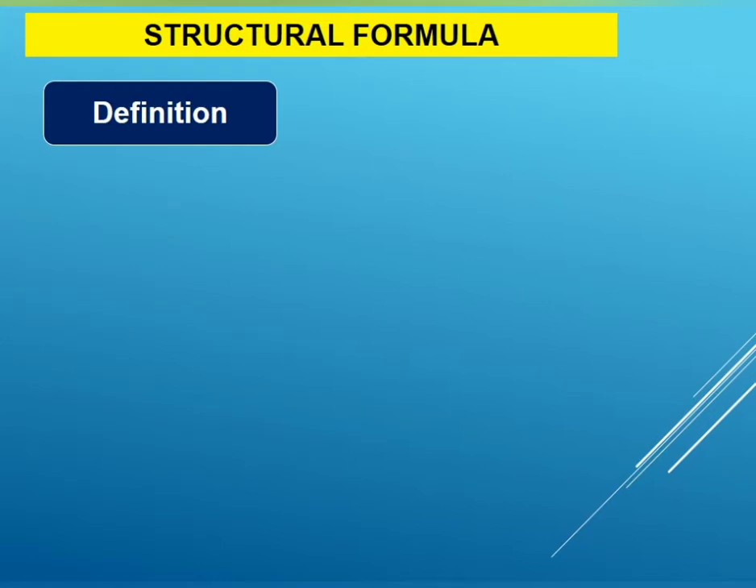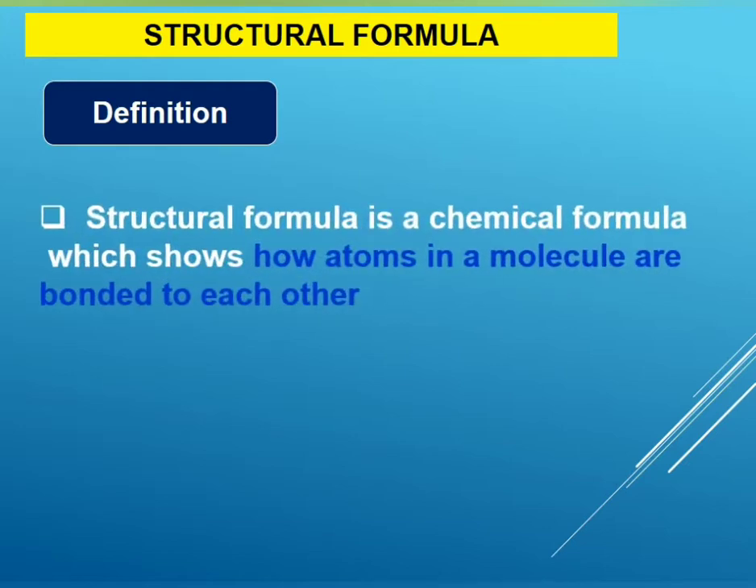Organic compounds can be represented by molecular formula and structural formula. Structural formula is a chemical formula which shows how atoms in a molecule are bonded to each other. However, structural formula does not represent the actual shape of the molecule. So today we're going to explain how to draw structural formula in the form of condensed structure, expanded structure and skeletal structure.